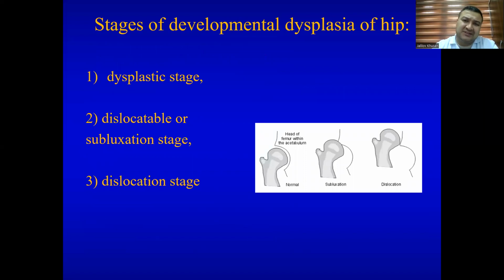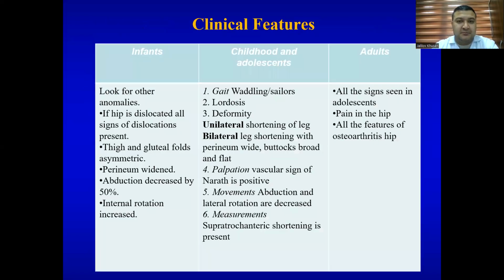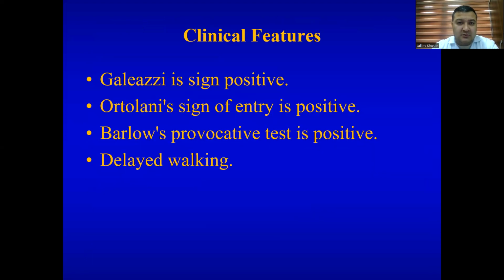Stages of developmental dysplasia of the hip. First, dysplastic stage. Second, dislocatable or subluxation stage. Third, dislocation stage. Clinical features: infants, childhood, adolescents, and adults. Clinical features: Galeazzi sign is positive. Ortolani sign of entry is positive. Barlow's provocative test is positive. Delayed walking.